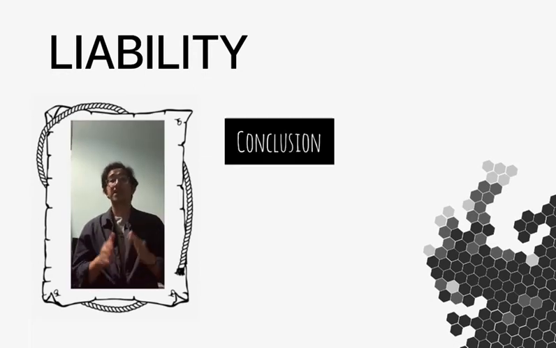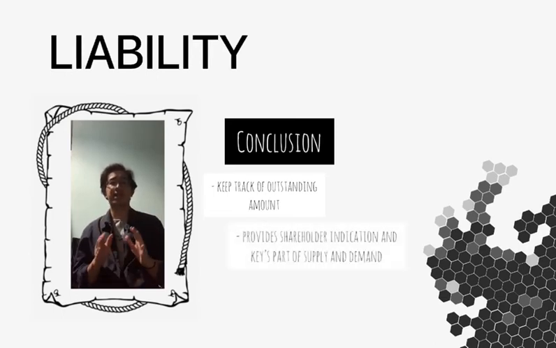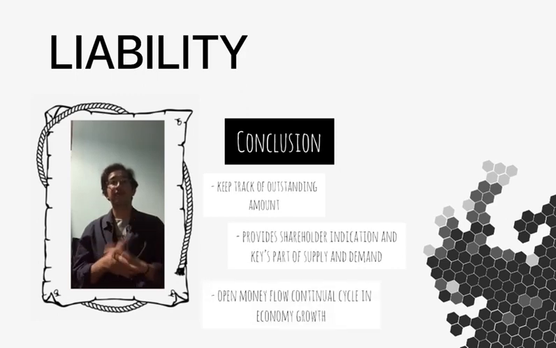As a result, liabilities are used by businesses to keep track of outstanding amounts owed to vendors, customers, and workers. It provides shareholders with an indication of the company's health as part of the balance sheet. In other words, liabilities are a key part of a company's supply and demand. A producer provides a product and the customer agrees to pay for it through a liability agreement. This is an open door for money flow and a continual cycle in economic growth.